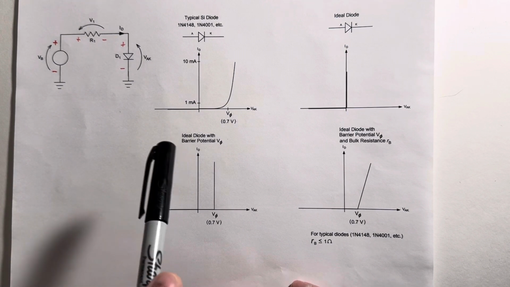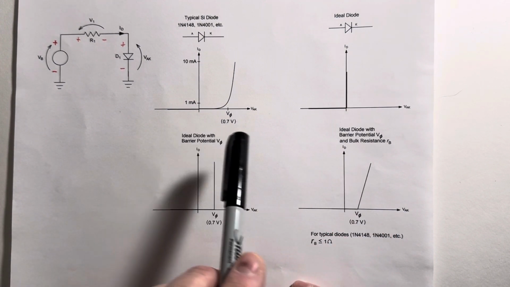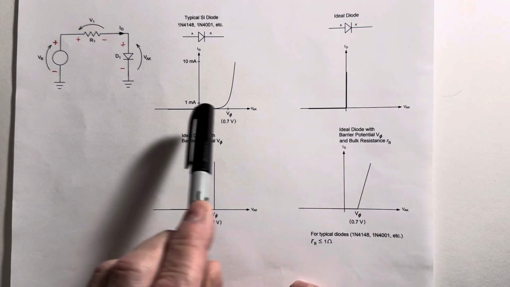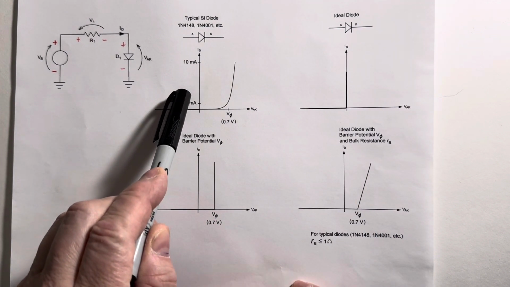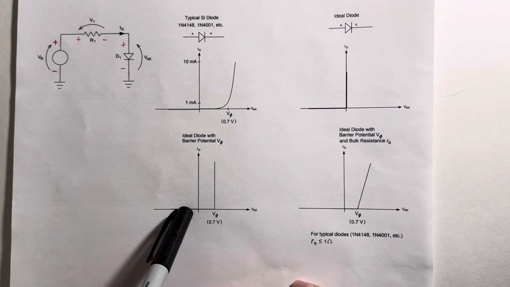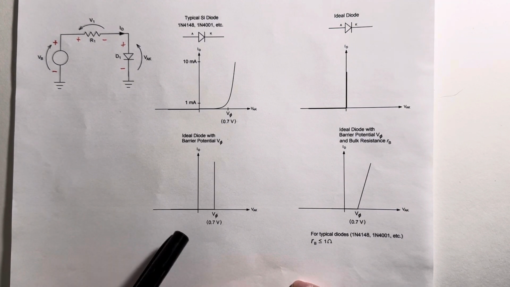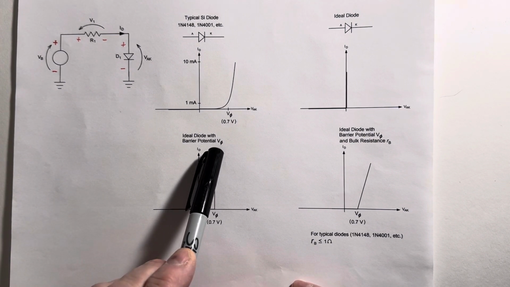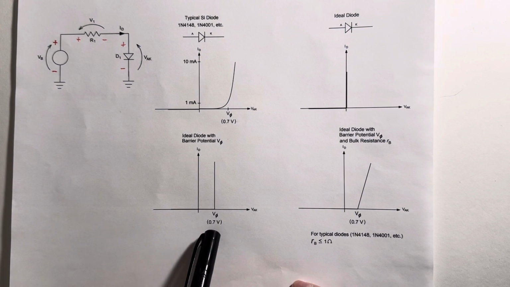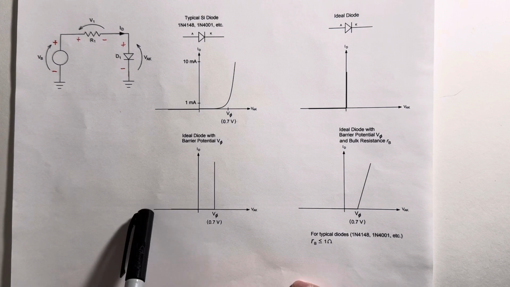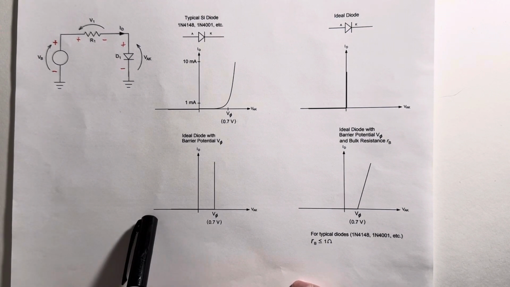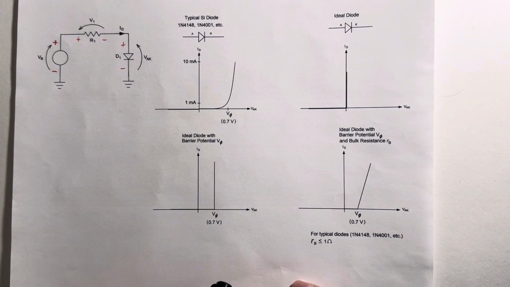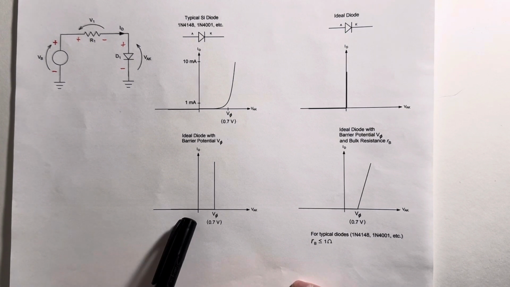All right, so a model that's a compromise between the ideal diode and actual diode is the ideal diode with a barrier potential. And that is modeled by this transfer characteristic in which we assume the diode turns on like a perfect conductor as soon as we apply 0.7 volts of forward bias. Anything less than that, and it's not turned on, it's an insulator. Turns out that's a pretty good model for most applications.